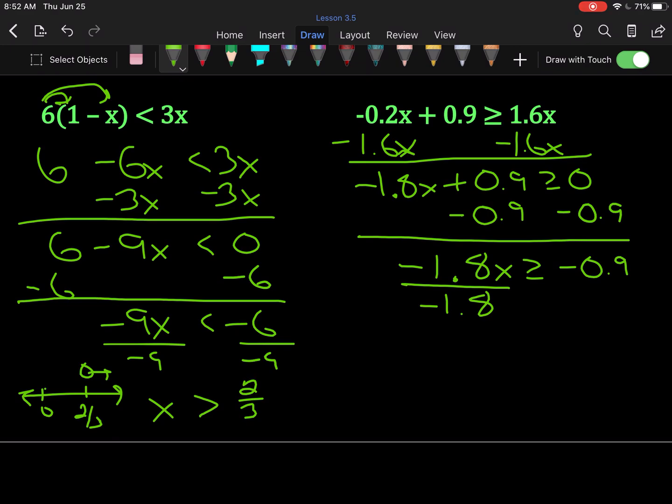Last step is to divide both sides by negative 1.8. That will flip the inequality because we're dividing by a negative. Negative divided by a negative is positive, and 0.9 divided by 1.8 is 0.5.